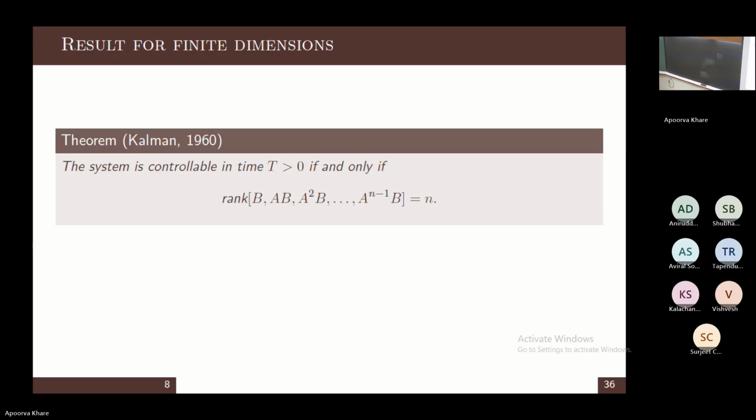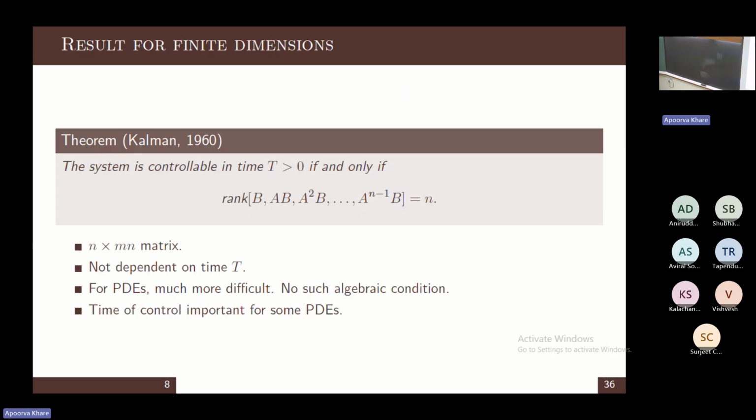So some facts about this matrix is that this matrix is an n cross mn matrix, and you can see over here I have some condition on time t, which is saying that control is controllable in time t if and only if. But in the second part there is no condition on time t. So what this means is that if it is controllable, it is always controllable. You don't need to worry about time of controllability.